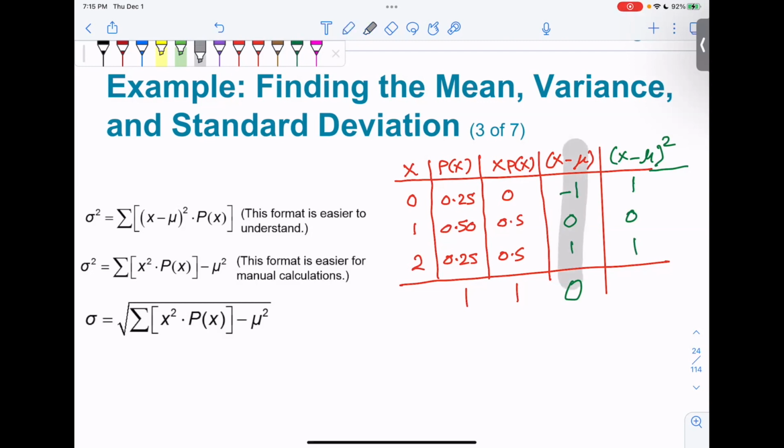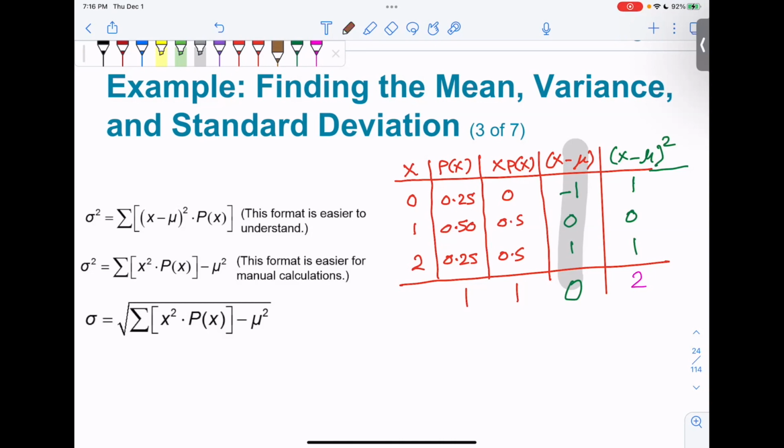Square them. The first one, -1 squared is 1, 0, and then 1. The total will be 2, right? And then we still have the last step we want to do now. So now we have this, we have to multiply those two together, right? This one times this one. So this times this.